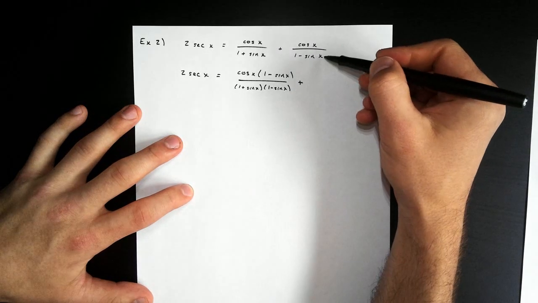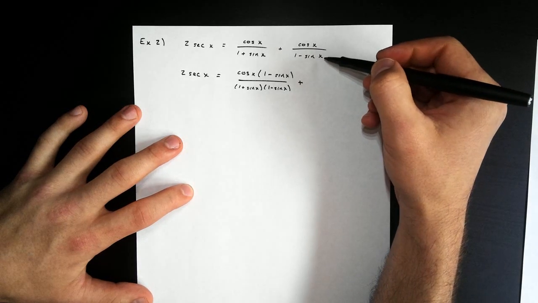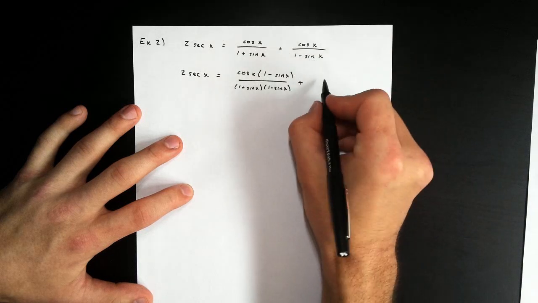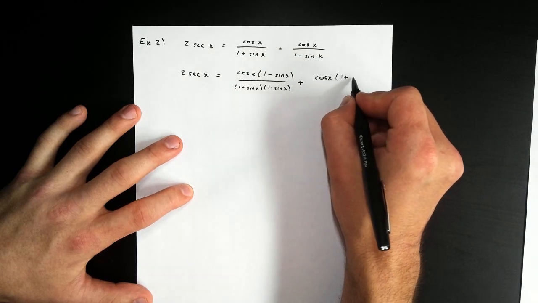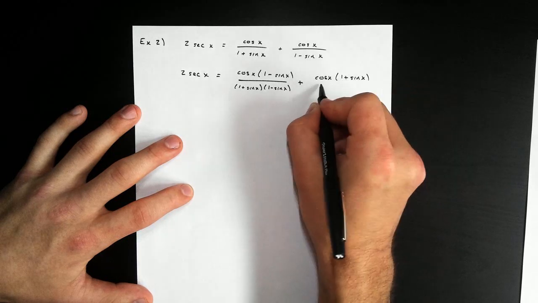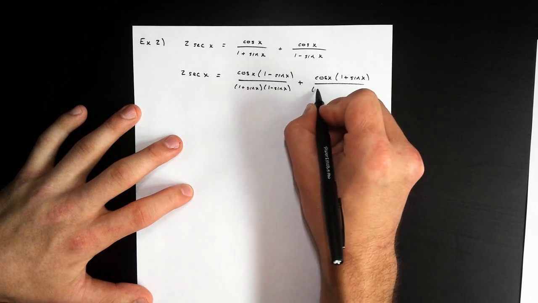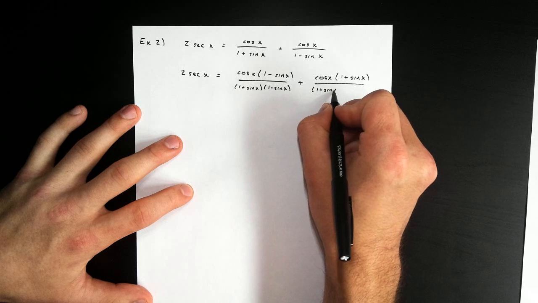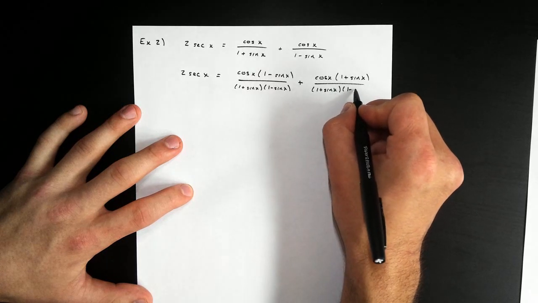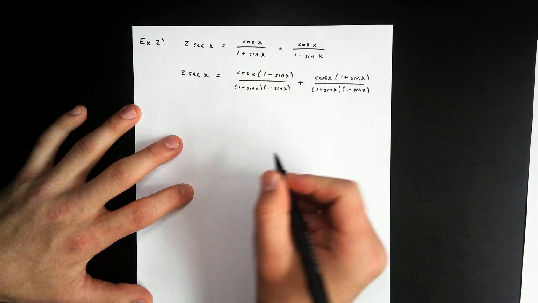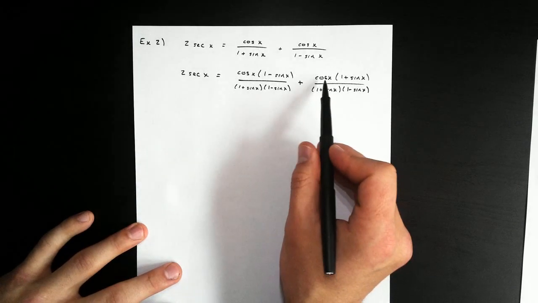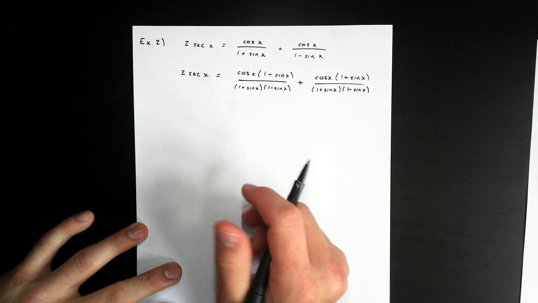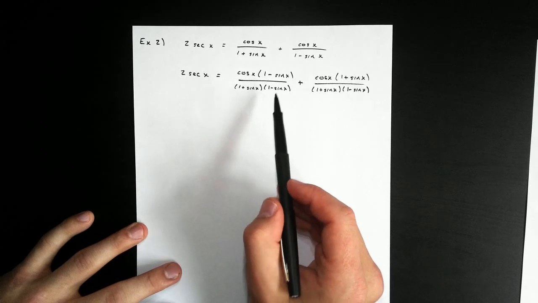And then for our second fraction, we need to multiply the top and bottom by 1 plus the sine. So cosine of x, 1 plus the sine of x, and then our common denominator. Okay. So now for each of these fractions, we have a common denominator, so we'll combine them together.